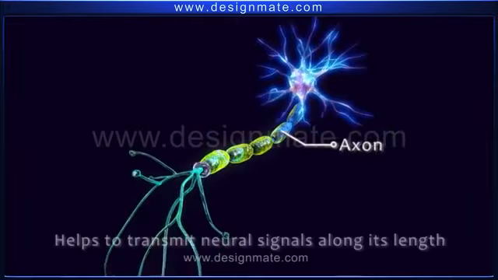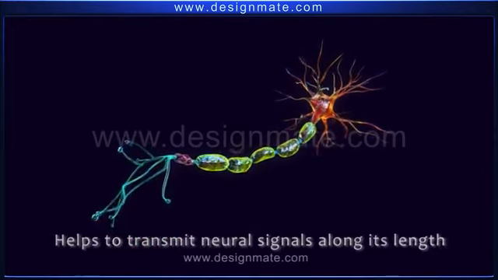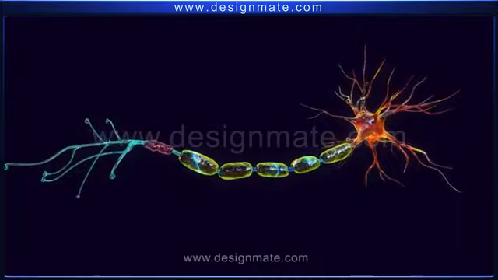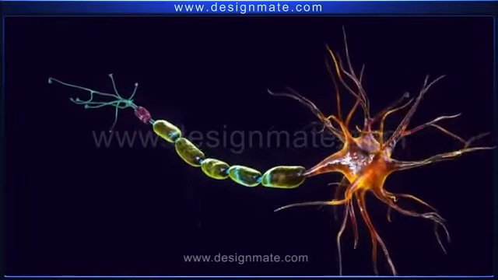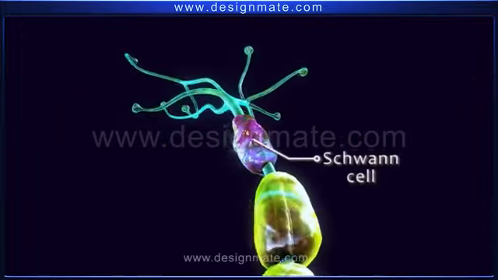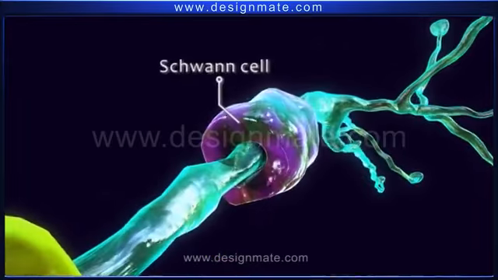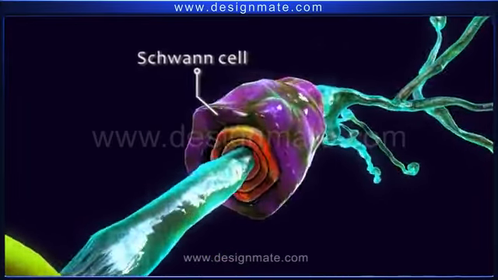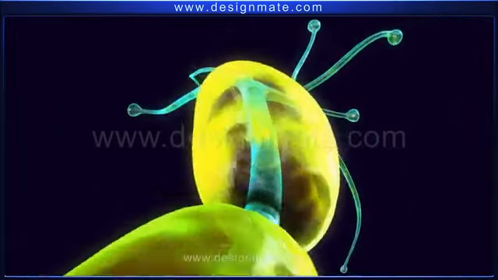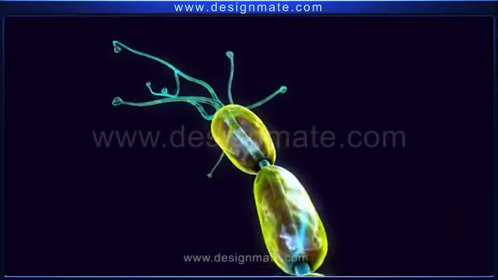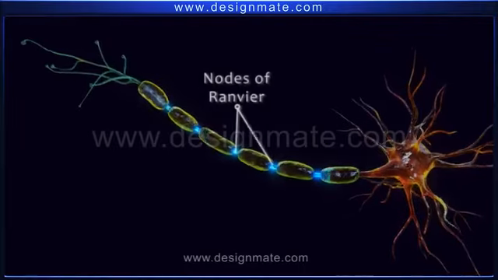The axon is long and helps to transmit neural signals along its length. It is covered intermittently by a fatty substance called the myelin sheath. On the axon, we observe a Schwann cell wrapped around it. The Schwann cells begin to secrete layers of fatty deposits known as myelin. There are gaps with no myelin sheath, and these gaps are known as the nodes of Ranvier.